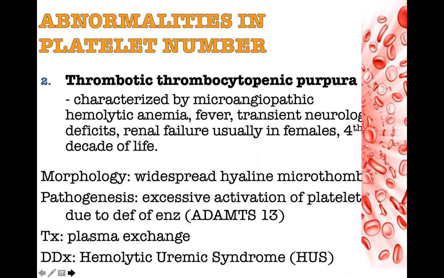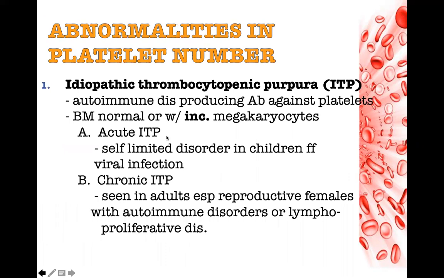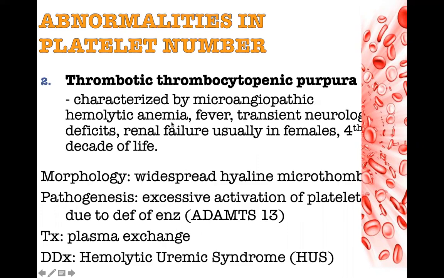So in contrast, acute ITP is in children following viral infection. This is seen in adults. Chronic ITP in reproductive females with autoimmune disorders. Here, we present with microangiopathic hemolytic anemia, fever, transient neurologic deficits, renal failure most often seen in females in the 4th decade of life. So you can see widespread hyaline microthrombi, similar to DIC.